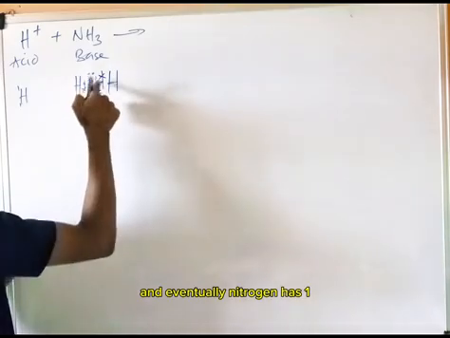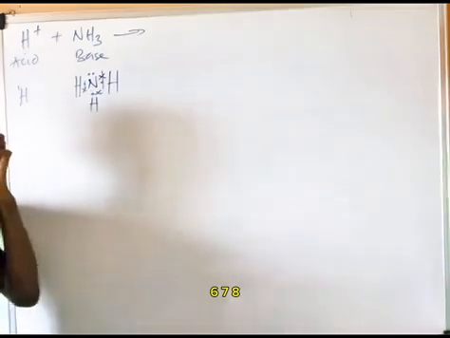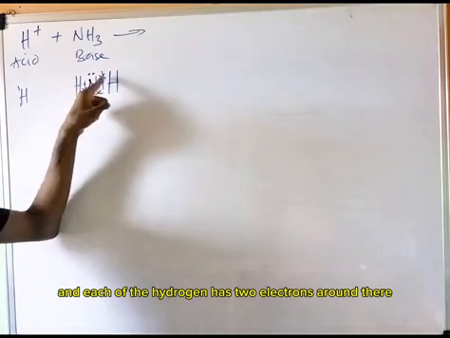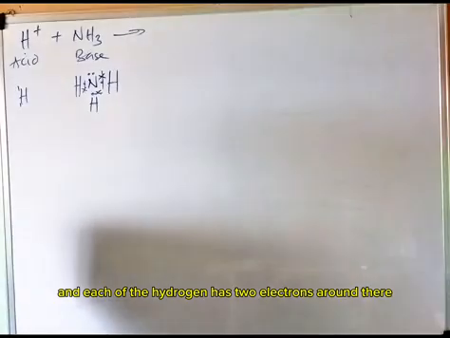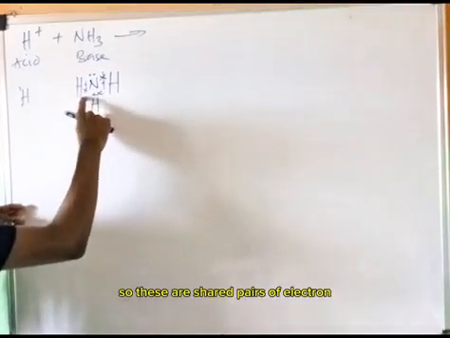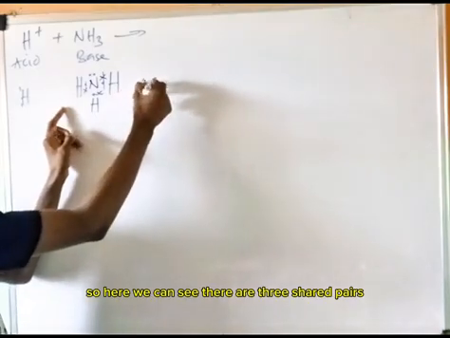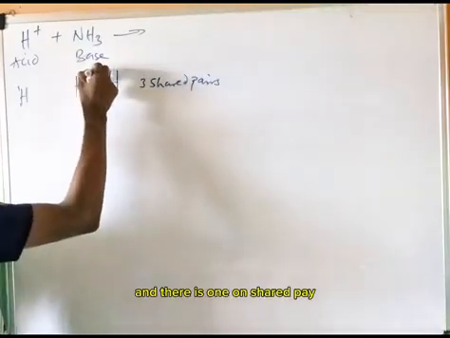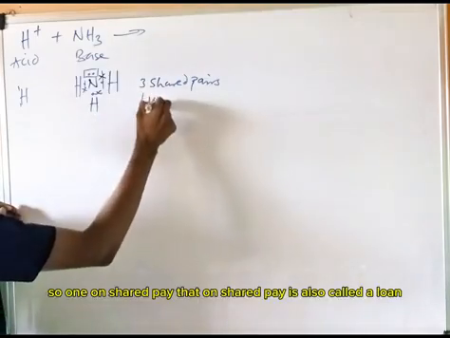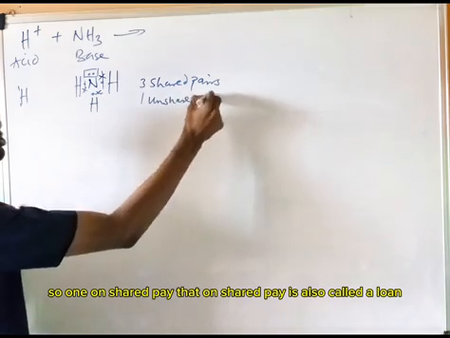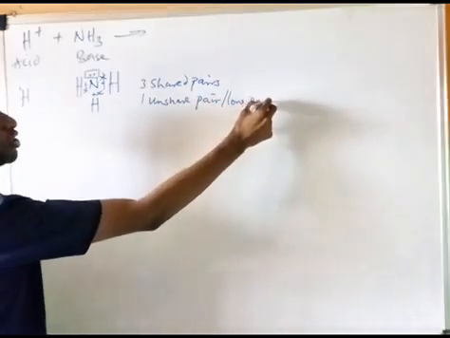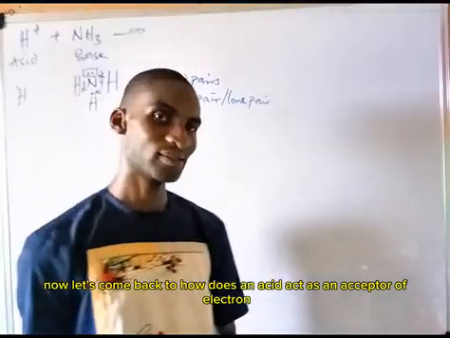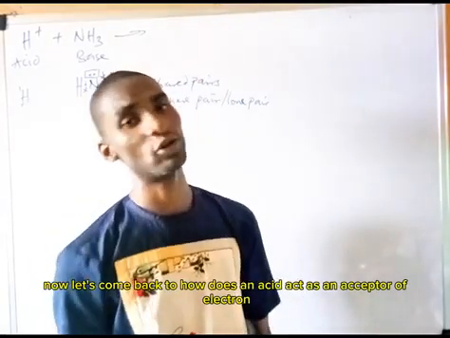And eventually nitrogen has 1, 2, 3, 4, 5, 6, 7, 8. So nitrogen has 8 electrons around it, and each of the hydrogens has 2 electrons around them. So these are shared pairs of electrons. So here we can say there are 3 shared pairs, 1, 2, 3 shared pairs, and there is 1 unshared pair. That unshared pair is also called the lone pair. Unshared or lone pair. Now, let's come back to how an acid acts as an acceptor of an electron pair.